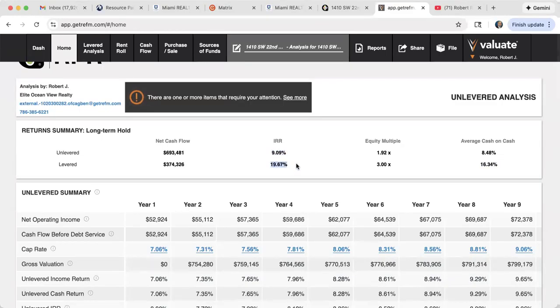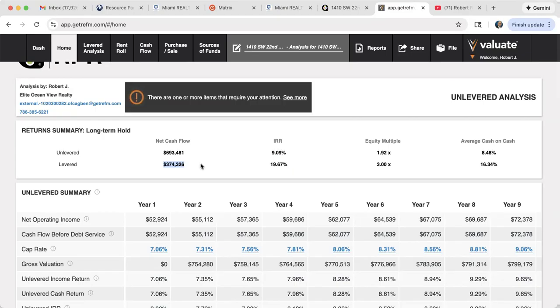If you finance, of course you're going to make more. It's less risk. What are you financing? You're financing 75%. What is this 19% based on? It is based on the 25% that you gave down. What is 25% of $750,000? All right. 25% of $750,000 is 187,500. So your out of pocket is 187,500 and in 10 years you would have generated 374,326. So you would have doubled your investment if all these numbers are true.